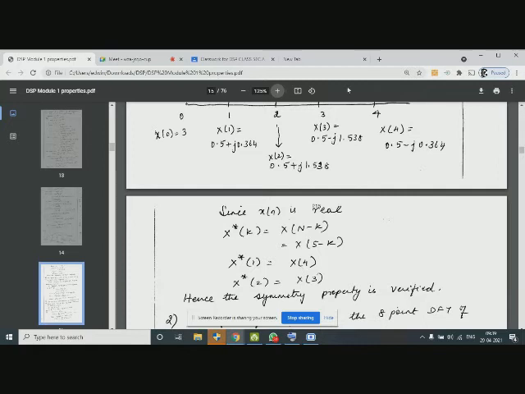All of you carefully observe. Similarly, take X of 2, 0.5 plus j 1.538. What is the conjugate of this? 0.5 minus j 1.538. So conjugate of X of 2, is it same as X of 3? Obviously it is same. Got it?